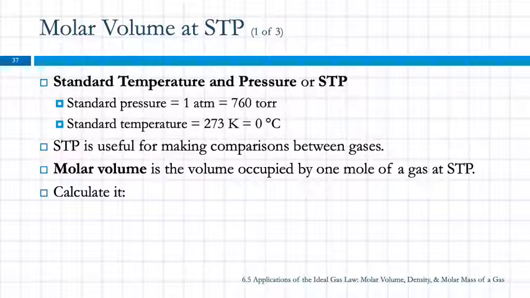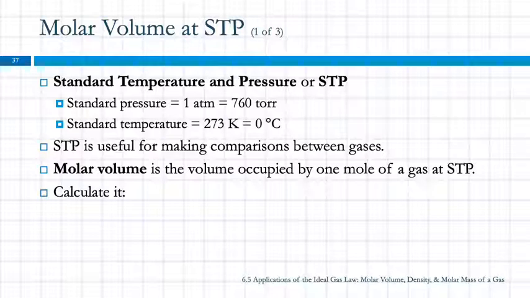So it's useful to use STP to compare gases. The thing about gases is there's 4 variables. There's pressure, volume, temperature, and amount of gas. And so trying to compare 2 gases that have 4 different variables is hard, right? So with STP, we're going to use the same temperature and the same pressure for both of these gases, and then we can make more useful comparisons.